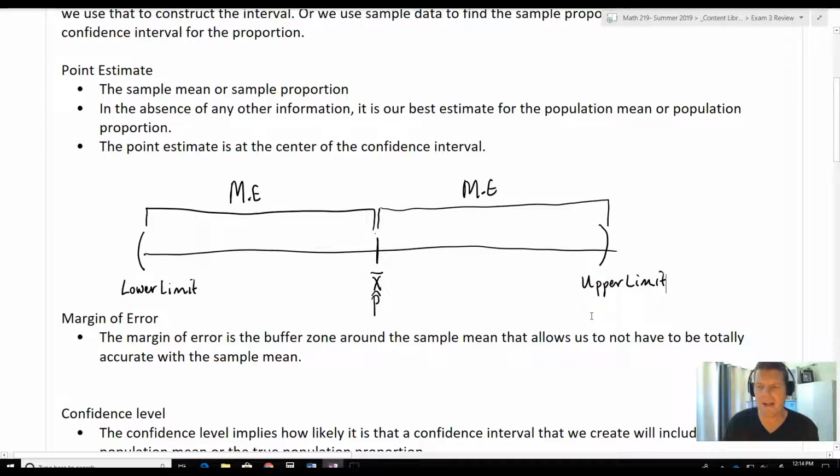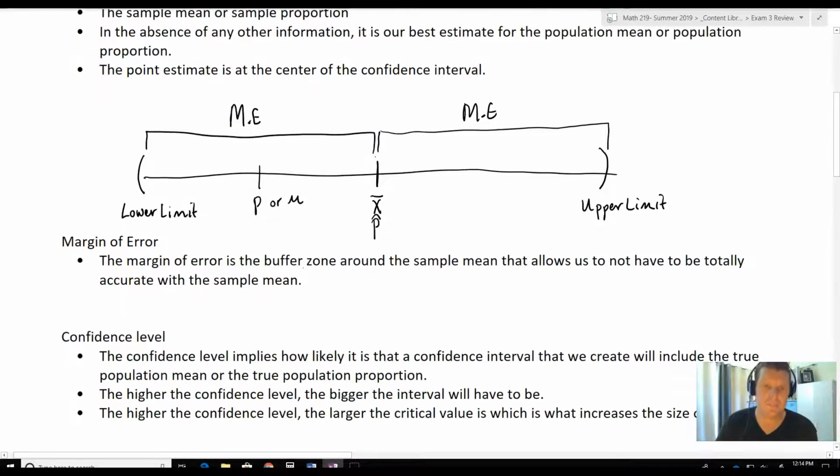That margin of error is our buffer zone. It says, well, our parameter, p or mu, is somewhere in there, I think. I have pretty good confidence it's in there. We're going to talk about confidence levels in a minute, but that's kind of the idea. So let's talk about that.